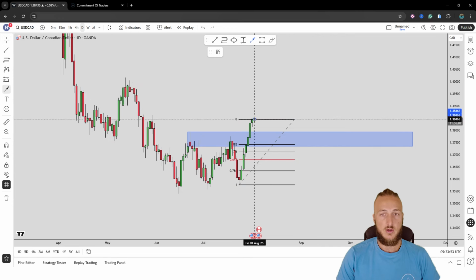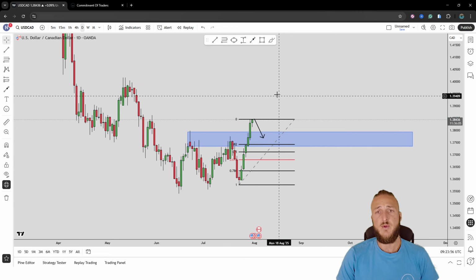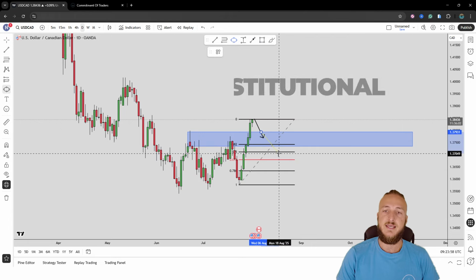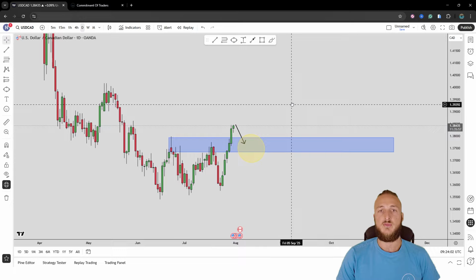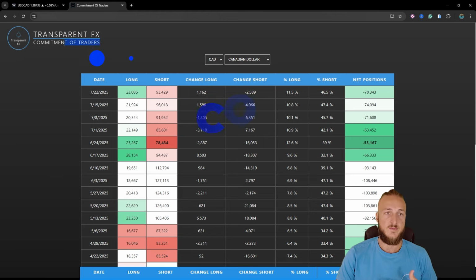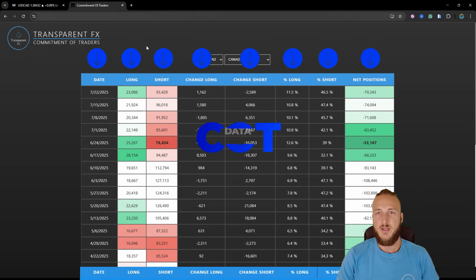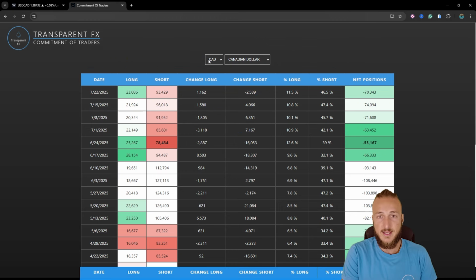This area being a confluence of support means that we have an increased probability of seeing institutional longing inside of this zone. Speaking about institutional positioning, if we go and see what we have when it comes to the commitment of traders, so what the big players in the market are doing, and we look at the data for the CAD, the first thing that we have to keep in mind is that if we are looking at data on the CAD, we are already looking at CAD USD, because all currencies on the spot are traded against the USD. But since we want information on USDCAD, we simply have to reverse everything.